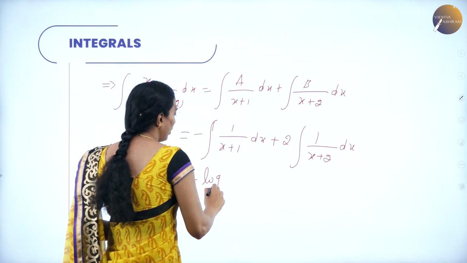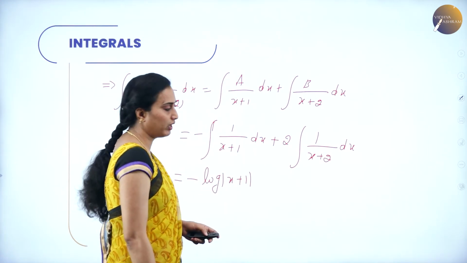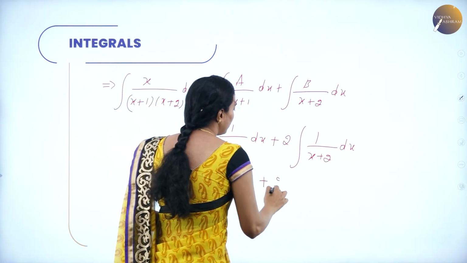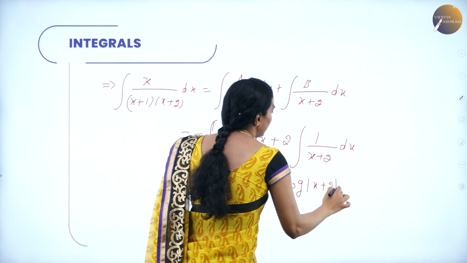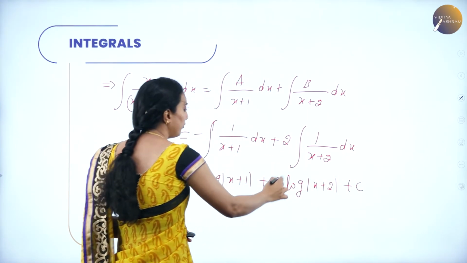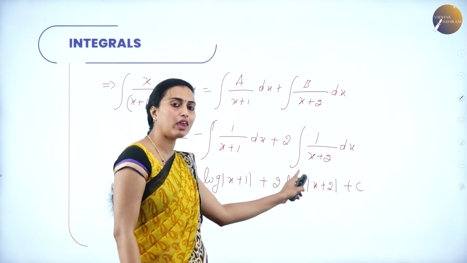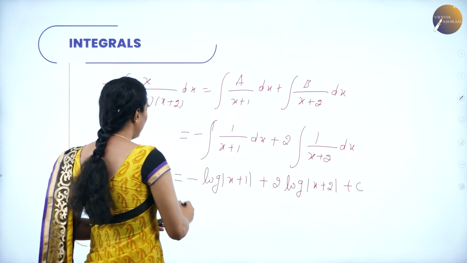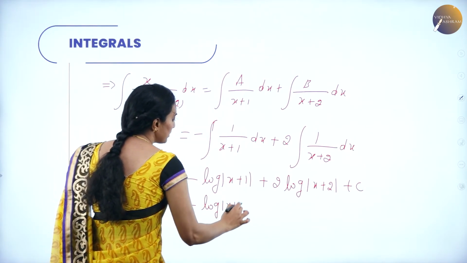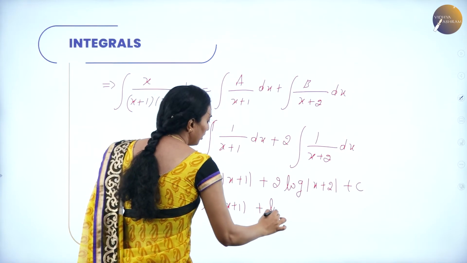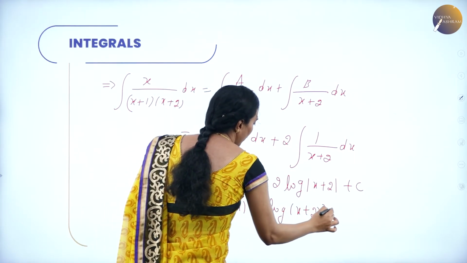Here log of modulus of x plus 1 divided by 1, because the coefficient of x is 1 there, plus 2 into log of modulus of x plus 2 plus c. Now you can have, if whole squared, see it is like n log m. N log m is log m power n. So therefore you can have minus log modulus of x plus 1 plus log, if you remove the modulus symbol, x plus 2 whole squared, okay, plus c.